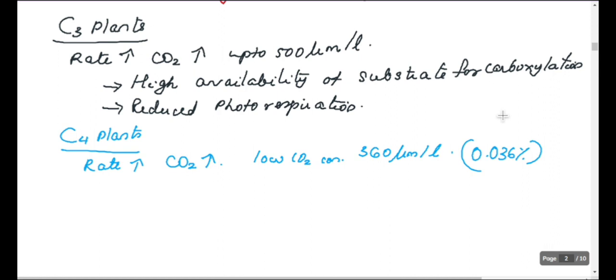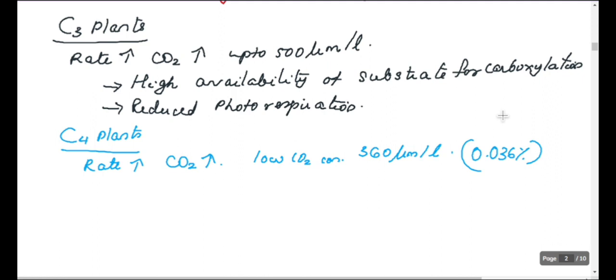Whenever the rate of carbon dioxide is increasing, the rate of photosynthesis will also increase. At least 500 millimole per liter of carbon dioxide should be available. Only then is this possible, provided other factors are not limiting. So high availability of substrate is there, because the first stage in photosynthesis is carboxylation. For carboxylation to happen, what is the substrate? Carbon dioxide. So since carbon dioxide is available in plenty, the rate of photosynthesis will increase.